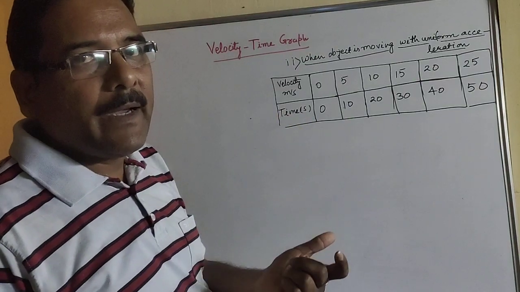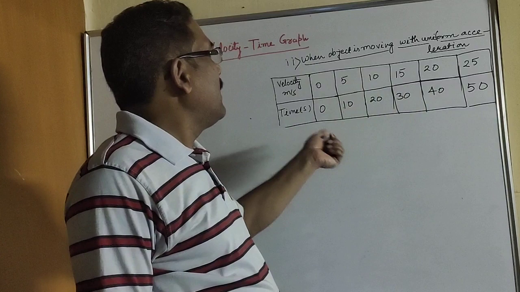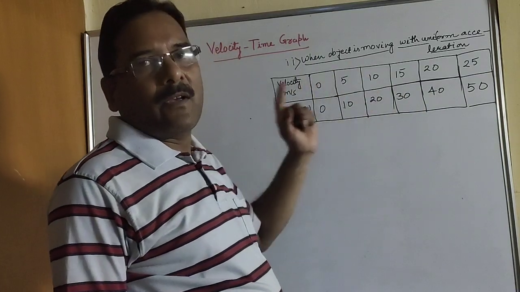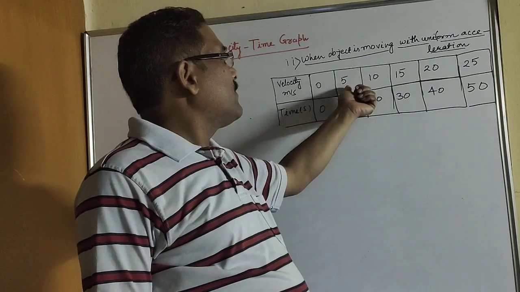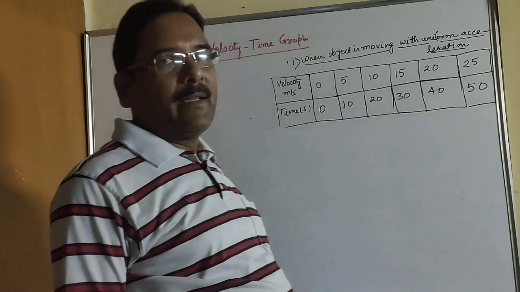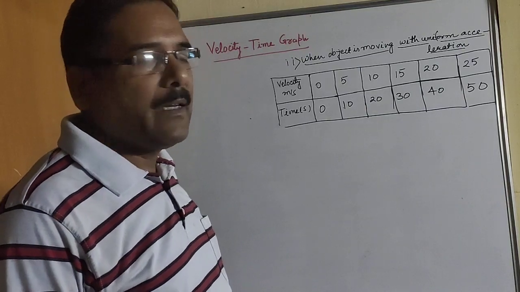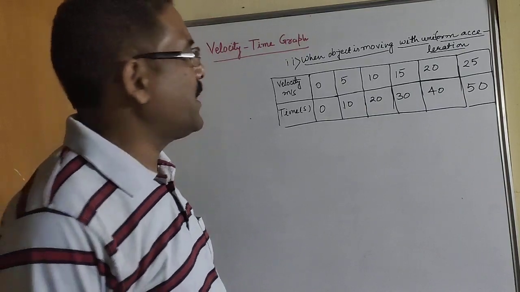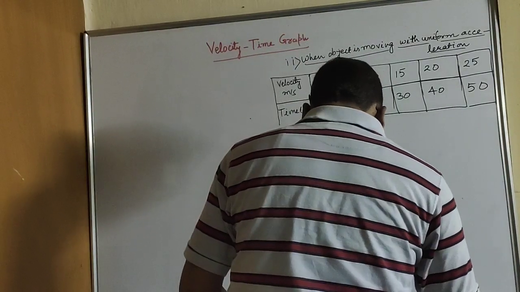So from this data it is clear that after every 10 second there is an increase in velocity. Velocity increases by 5 units, 5, 10, 15, 20 like this. It means velocity is not fixed. It is increasing uniformly with respect to time. In such case, we will draw a graph.